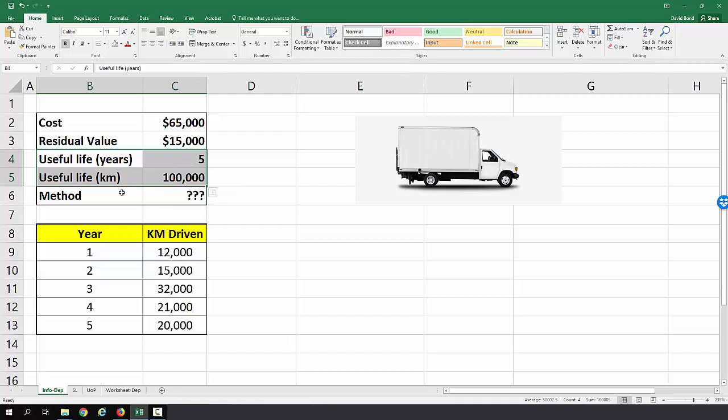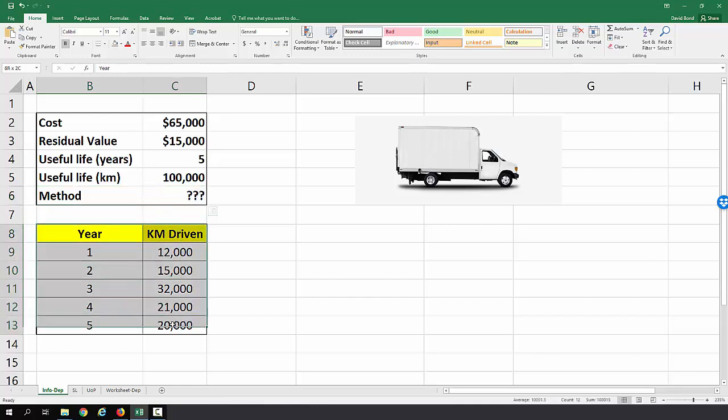The method for how we allocate, though, has not yet been determined, and that's actually up to the entity to choose what they feel is the method which best reflects the way in which that particular asset is used. So there are a variety of different methods. In this particular example, we're going to look at two. The first is straight line, which is quite commonly used, and the second is units of production.